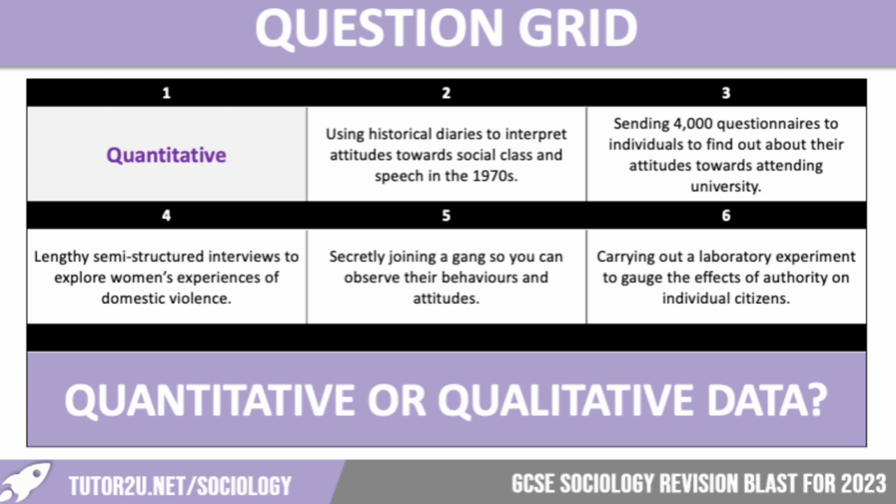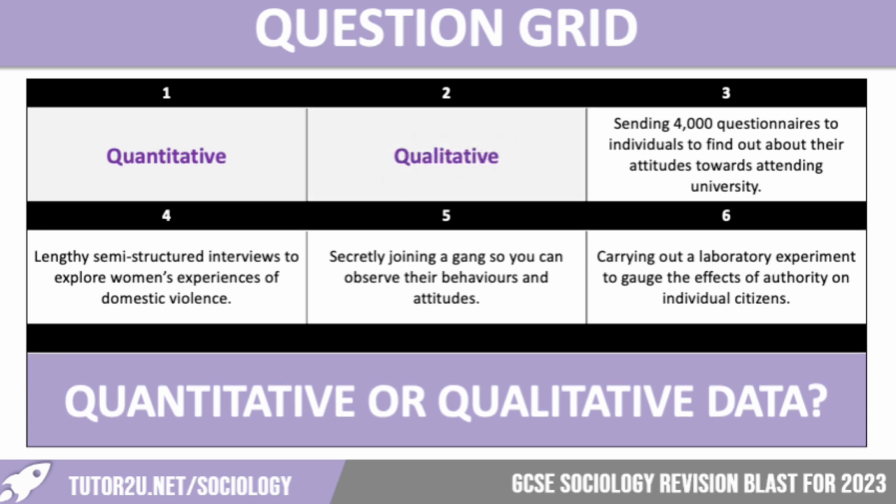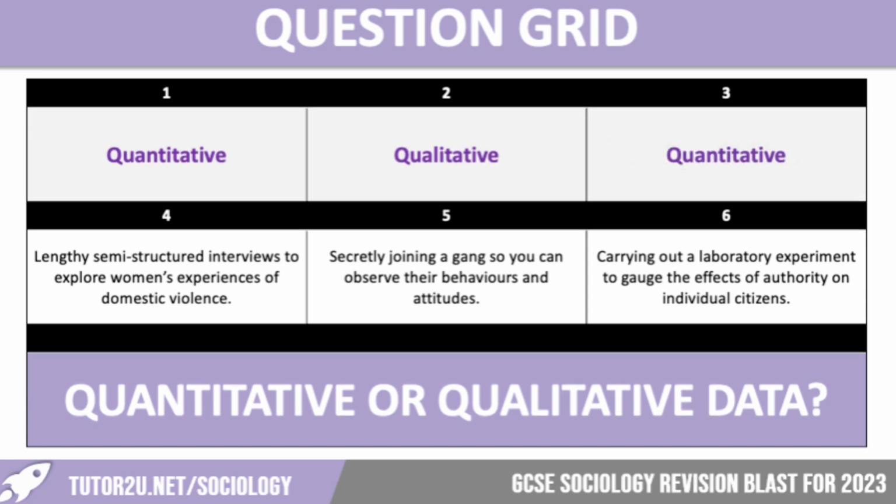Using historical diaries to interpret attitudes towards social class and speech in the 1970s. Is it quantitative or qualitative? Let's reveal, it is qualitative. Sending 4,000 questionnaires to individuals to find out about their attitudes towards attending university. Quantitative or qualitative? Let's reveal, it is quantitative.